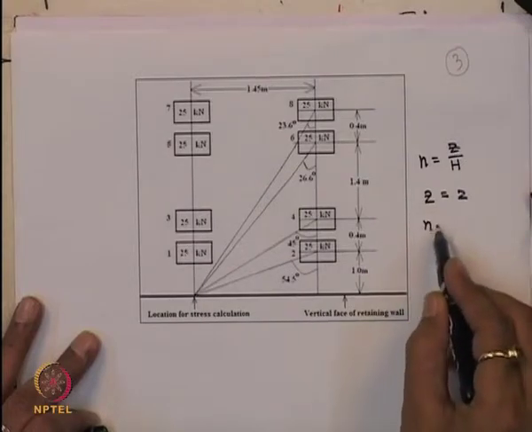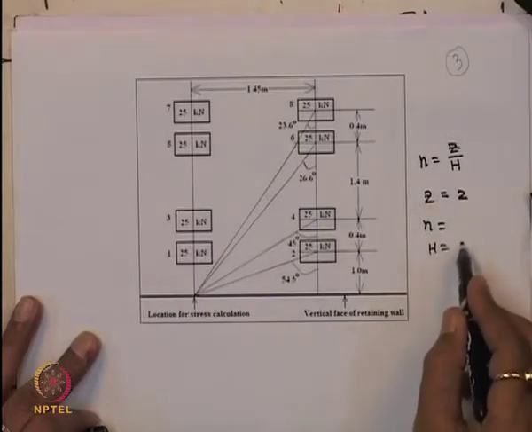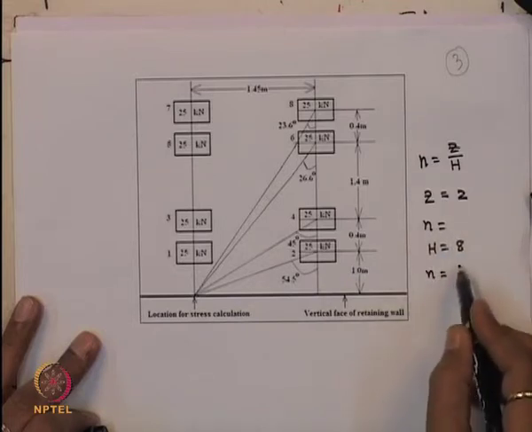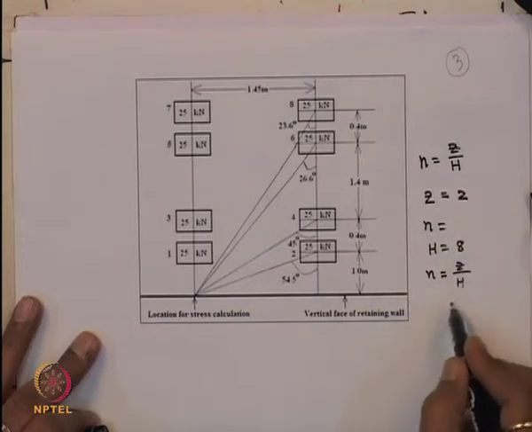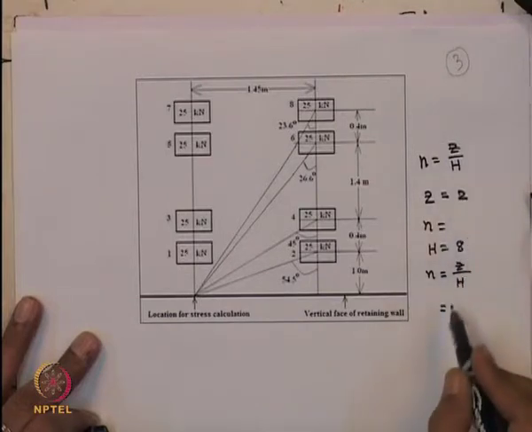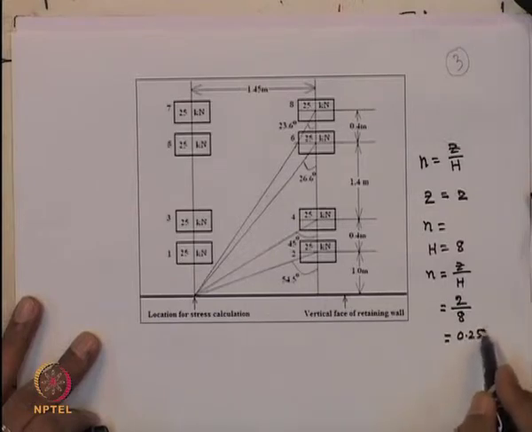So what will be the n value? Because the height is known, equal to 8 meter. So n value will be equal to z divided by h. That means z is 2 meter, so this is 2 divided by 8. So this n value will give you 0.25. So for any depth you can calculate what the n value should be.